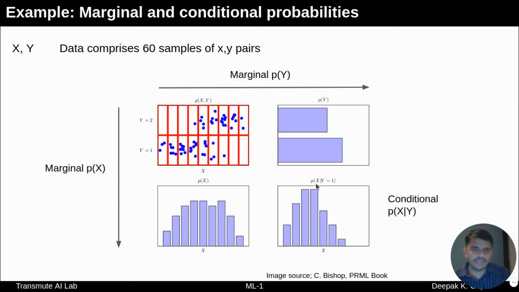Similarly, we can compute the conditional probability of x when y is equal to 2, or the conditional probabilities with respect to x. So we can compute the conditional probability of y when x equals 1, 2, 3, 4, 5, 6, 7, 8, 9. So that is what conditional probability is. I hope with this example, the concept of joint probabilities, marginal probabilities, and conditional probabilities is clear.